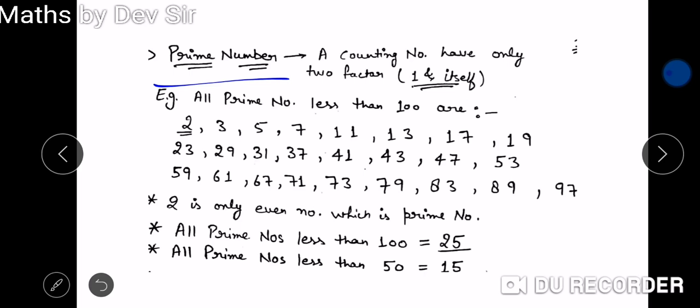Now, all prime numbers less than 100: you will just write counting from 1 to 100 and you will mark a circle on the prime numbers. Now for some examples, I am writing 2. So 2 is divisible by 1 and itself, meaning 2.